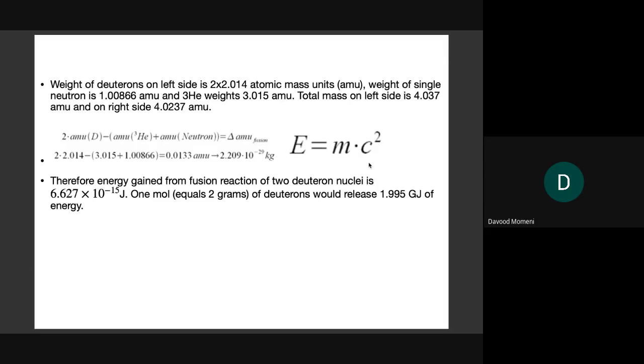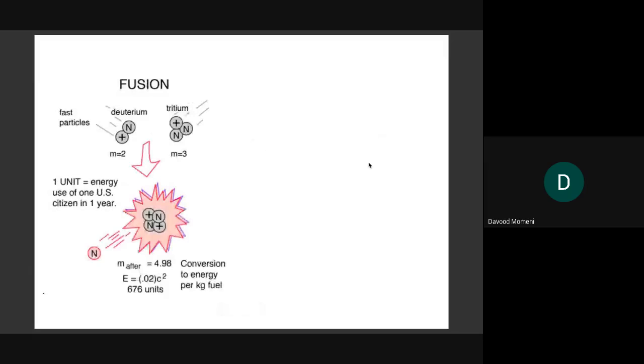And if you want, you can write this energy in other units of energy also. But I want to tell you that this energy is actually a lot of energy.